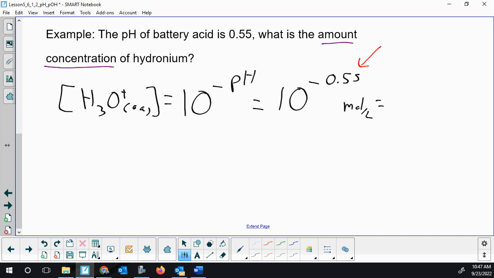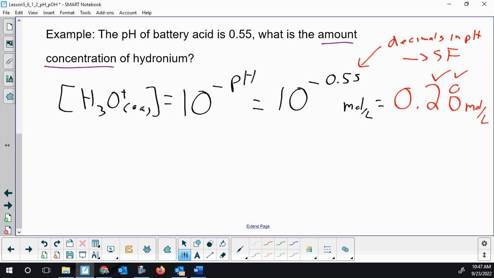The amount of decimals in pH is your sig figs for your concentration. So you only look at the decimal places. After the decimal, there are two numbers, so I'm going to put two significant figures in my concentration. So 0.28. My two sig figs are my 2 and my 8. And my concentration is moles per liter.